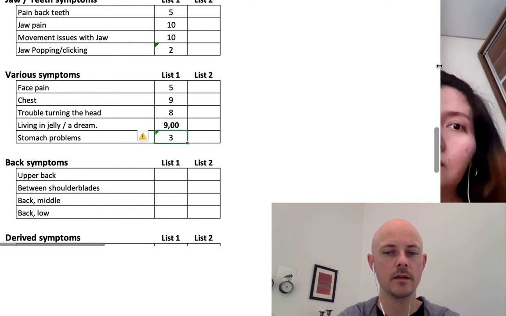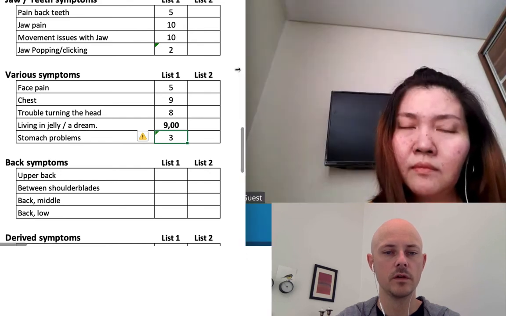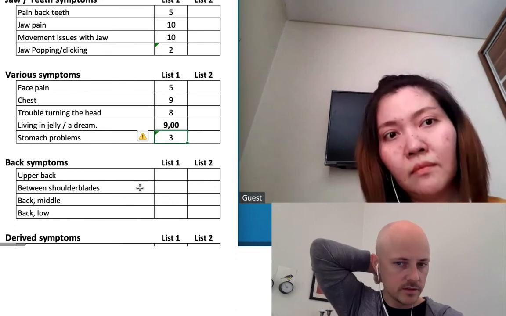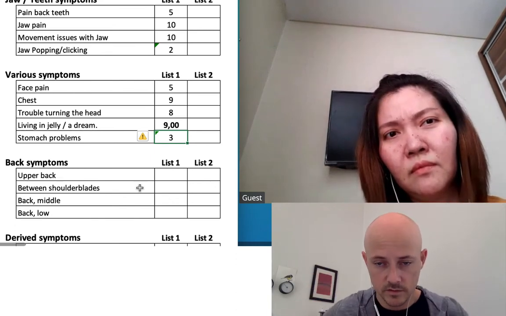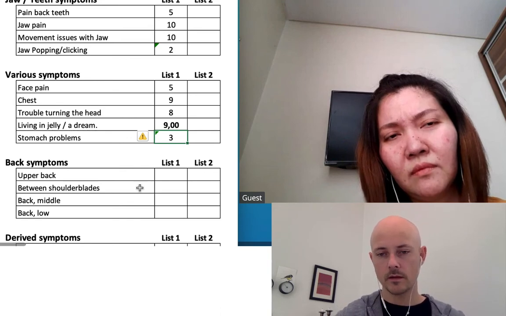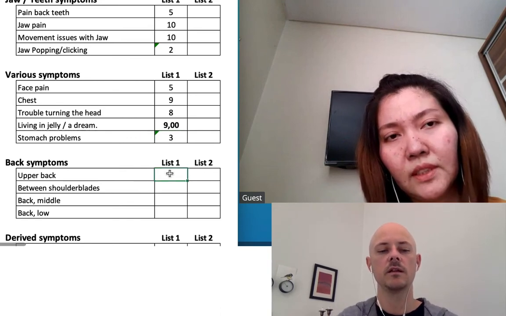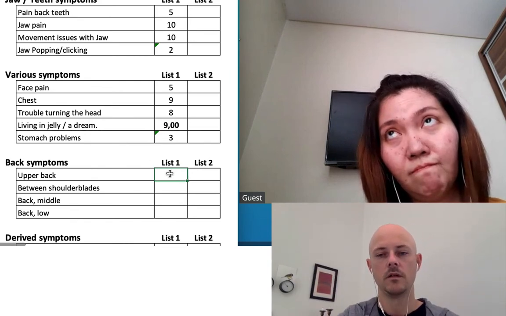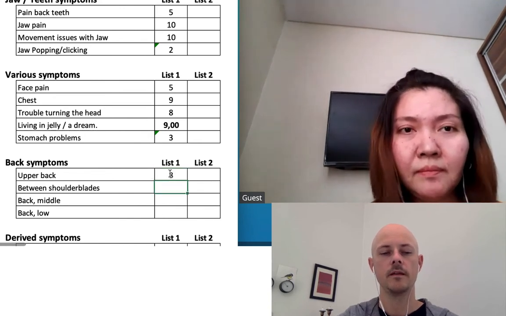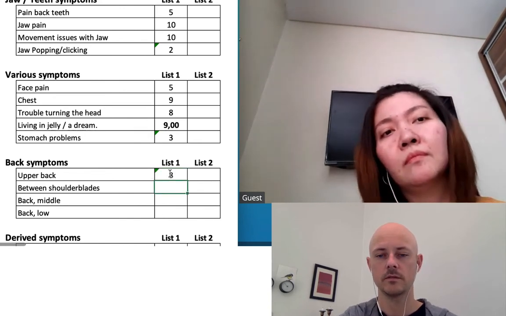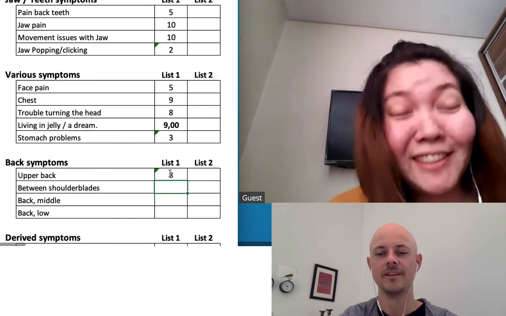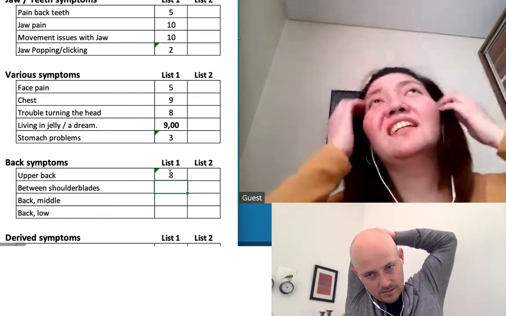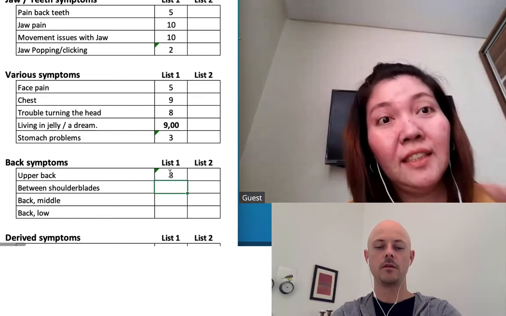And then pain in the upper back. So I have 4 back pain symptoms. The first one is upper back, then between the shoulder blades, then the middle of the back, which is further down, and then the lower back. So the first one you need to give us a number for is pain in the upper back. So very upper back. 8. And then in between the shoulder blades. It's slightly further down, all the way down here. 8.